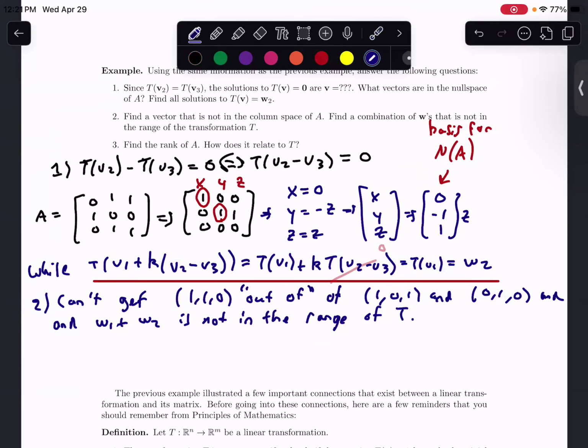Yeah, and so what I was getting at before is this implies that T is not an onto function, right? If you can't express W1 plus W2 as an element in the range, or the output set, of T, then that means it's not going to be onto. So this means T is not onto.